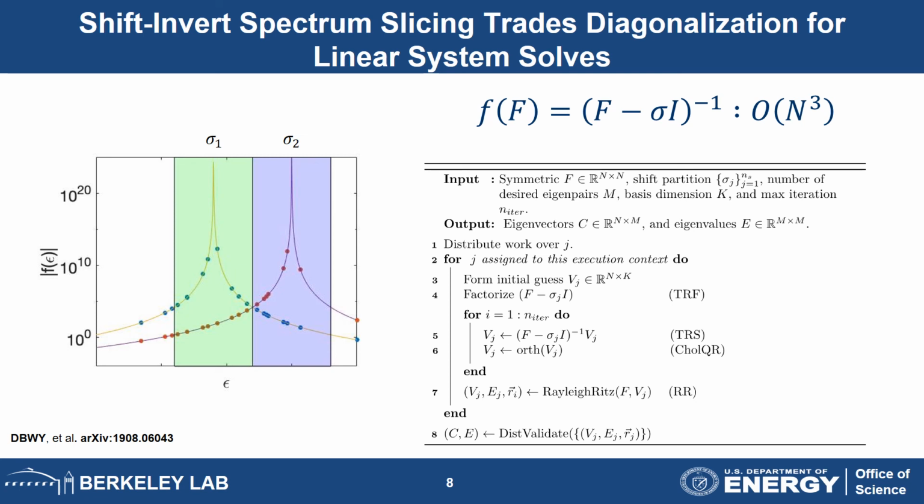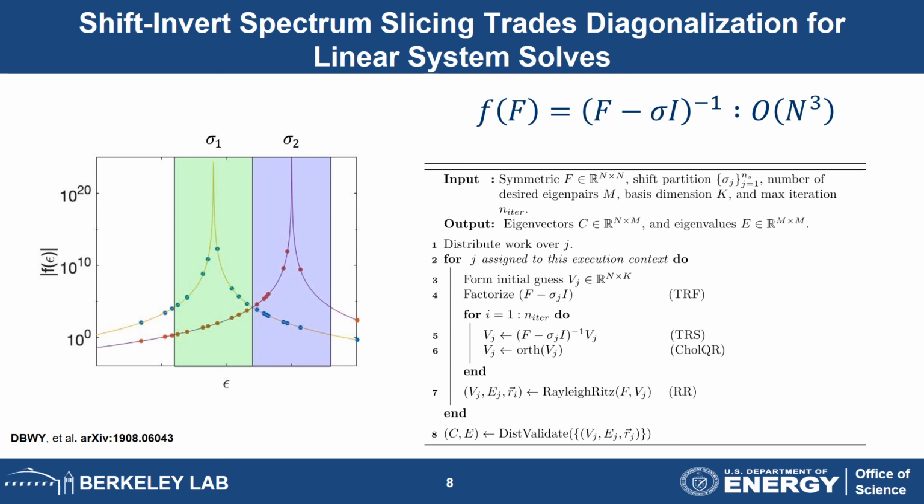Given some initial guess for the k-dimensional basis from which we're going to extract our eigenvectors in the neighborhood of some spectral shift, we're going to perform a fixed point iteration of a triangular solve using the triangular factors produced in the triangular factorization, and an orthonormalization step which orthonormalizes the solution of these linear systems at each iteration. In the SI-slice method, we use the Cholesky-QR method to produce our orthonormal basis at every subspace iteration to avoid communication in a distributed setting.